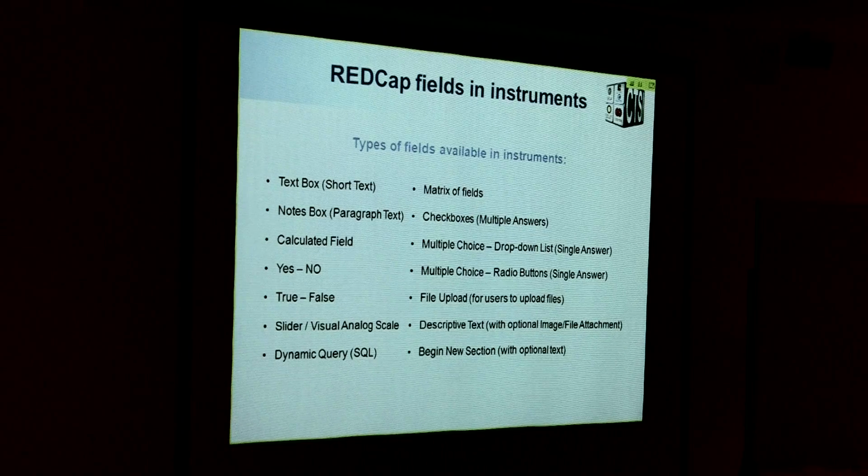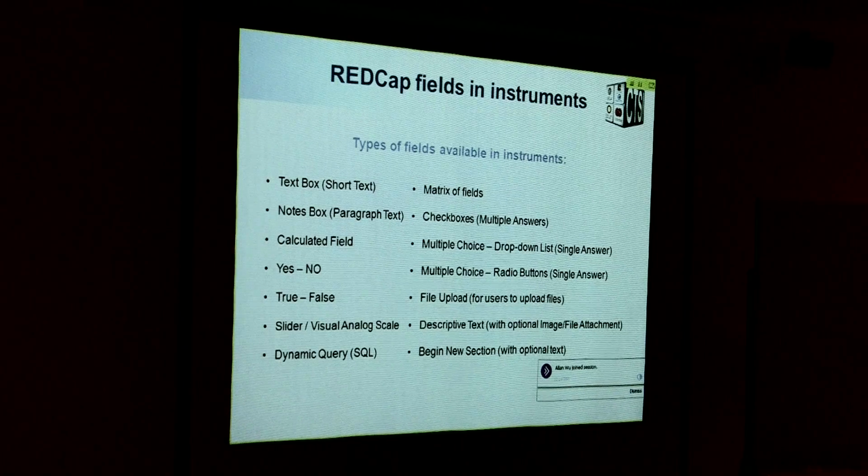And what types of fields are available in REDCap? The most standard one is the text box. You can put a lot of things in there. You can put in dates, phone numbers, email addresses. And they have a validation function in the text boxes, so you can validate certain fields. Notes box is similar to a text box, but it allows you to enter more text into the box. Calculated field is used when you need to do some calculations on your form, for example calculating the score of the form. That's the most common use for that.